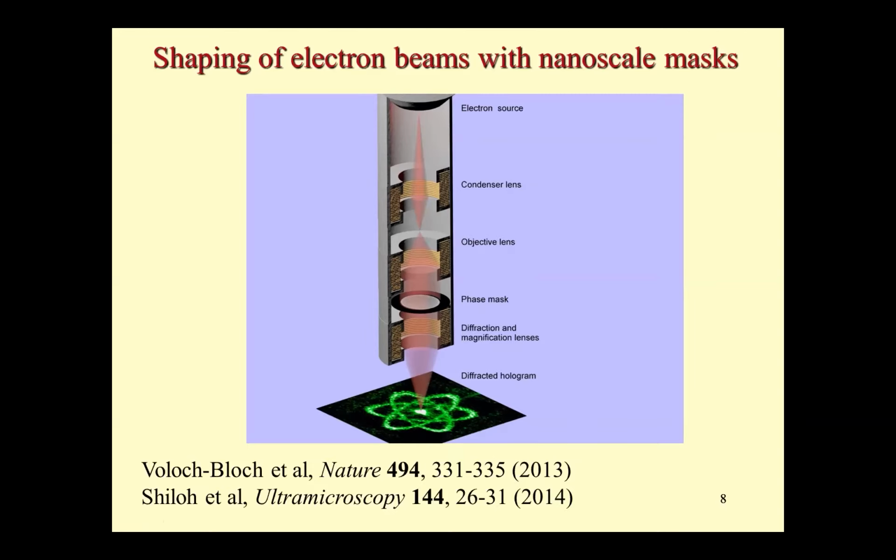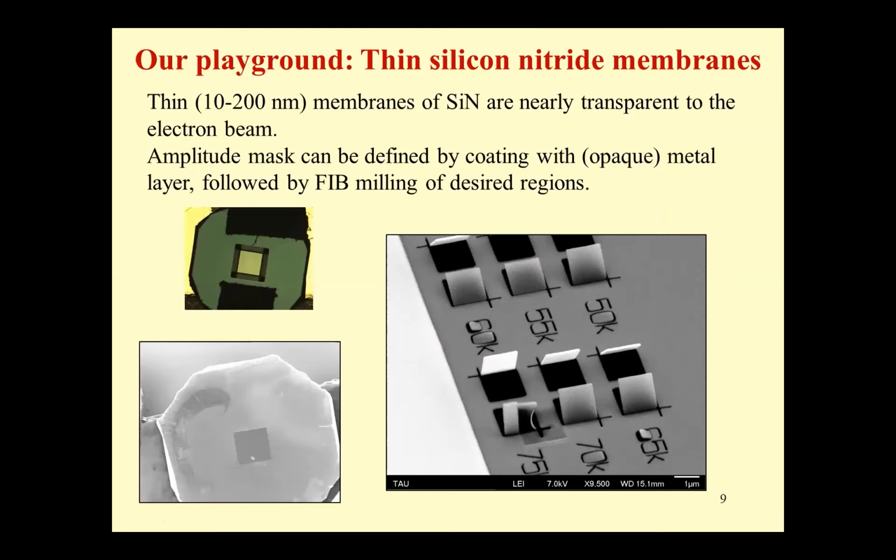sculpted membranes. Essentially what we are using is silicon nitride membranes, which were mentioned here in some of the other talks. They are usually used to hold the samples, but we are using the membrane itself as a mask in order to shape the electron beam. And there are two methods that I will show you. One is to make this mask into an amplitude mask, and the other one is to make it a phase mask.